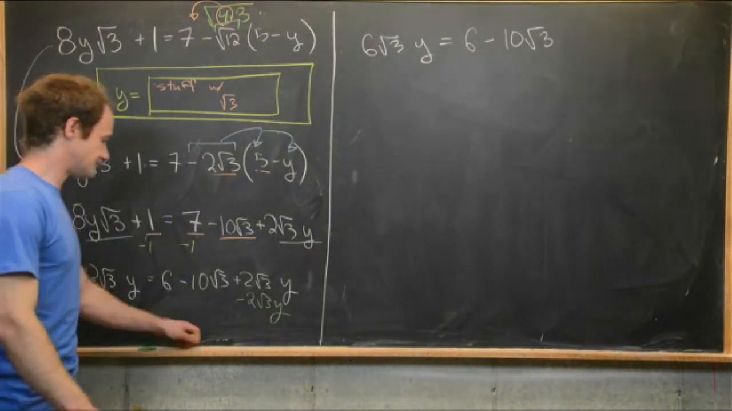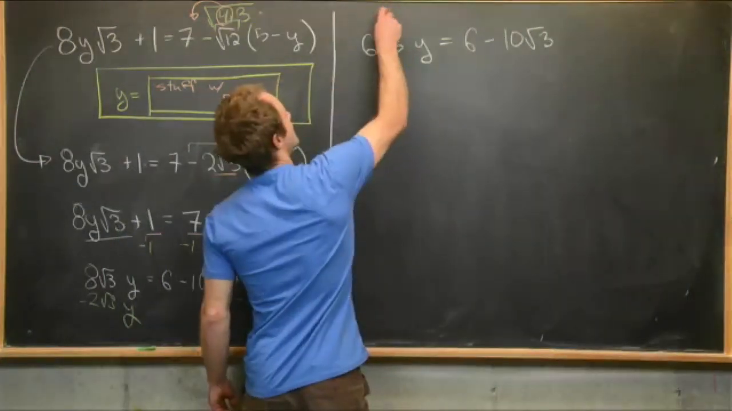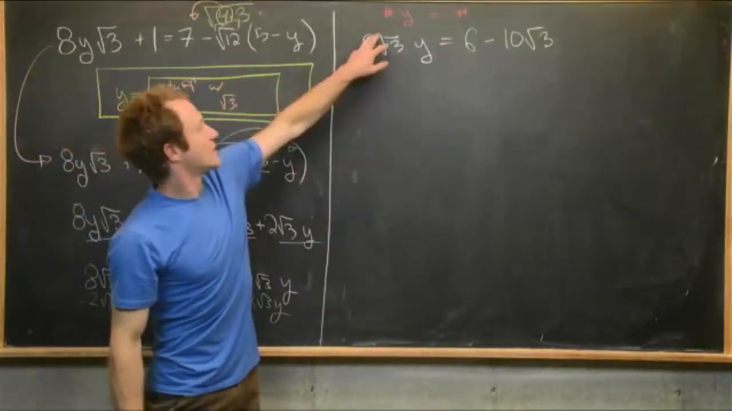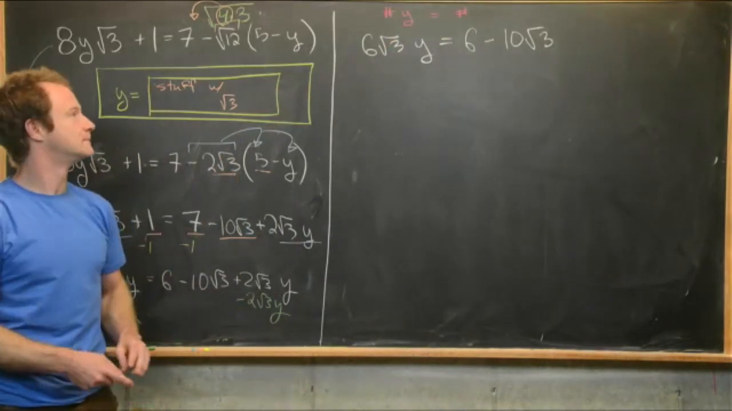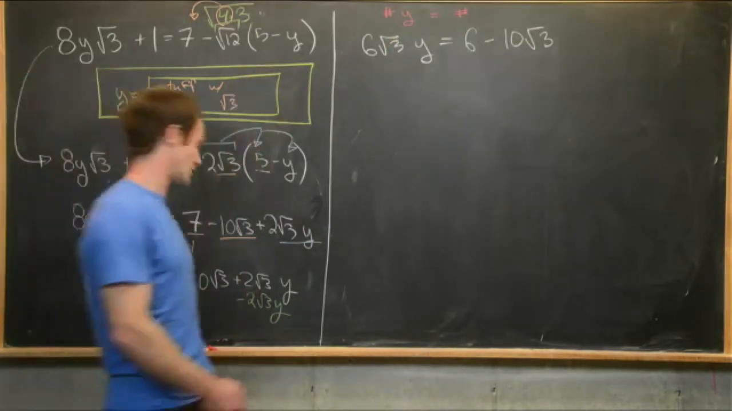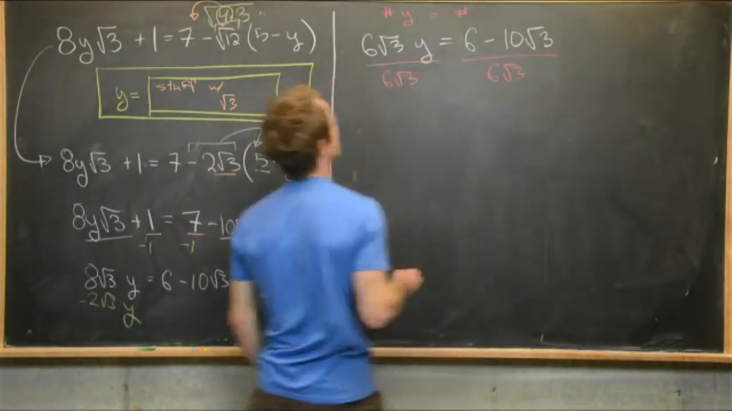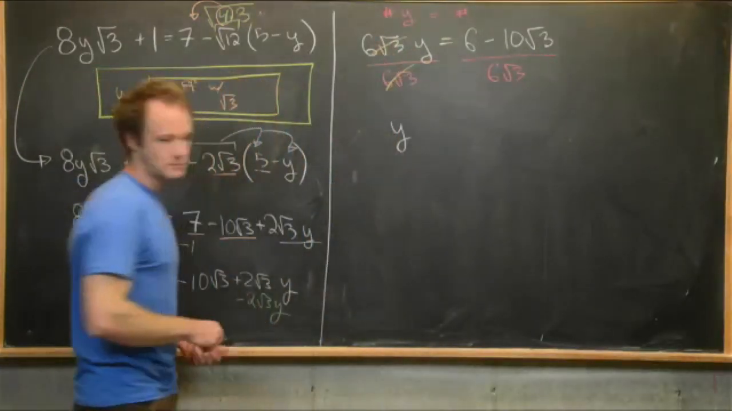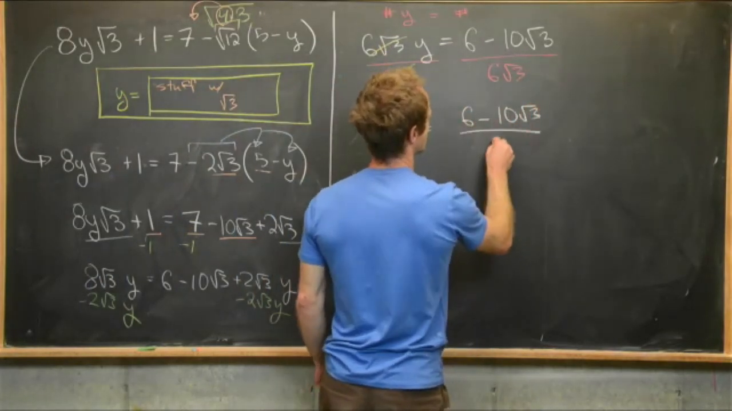Now we want to get the y by itself. Look at what we've got. It's kind of ugly, but essentially what we have is some number times y equals some other number. The number in front of the y is 6 times the square root of 3, and the number on the right-hand side of the equation is that crazy combination. But we do the same thing that we would do if those were more familiar numbers. We just divide by 6 times the square root of 3 on both sides. So we'll divide by 6 root 3 here, and we'll divide by 6 root 3 here. That's going to give us just y on the left-hand side of the equation because these cancel. And on the right-hand side of the equation, we'll have 6 minus 10 root 3 over 6 root 3.